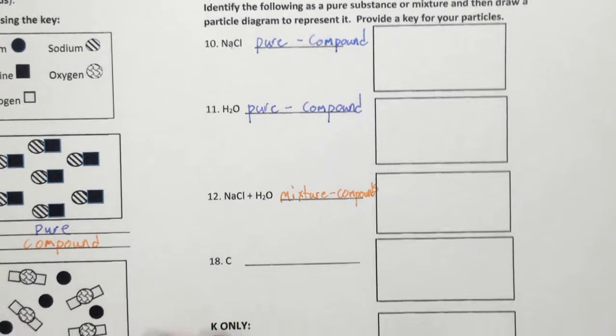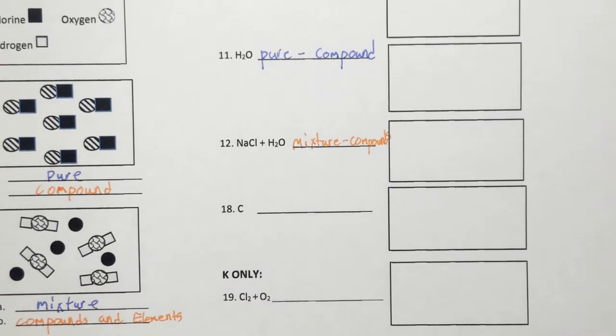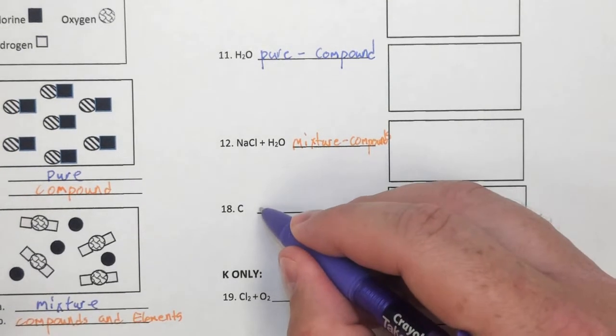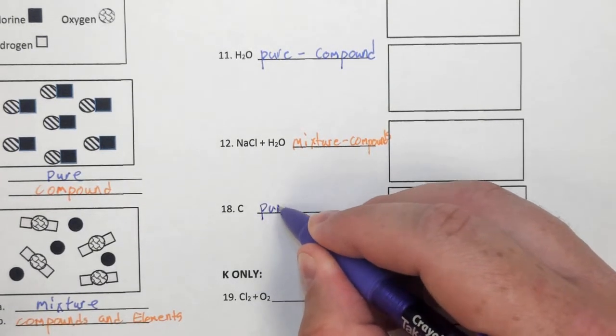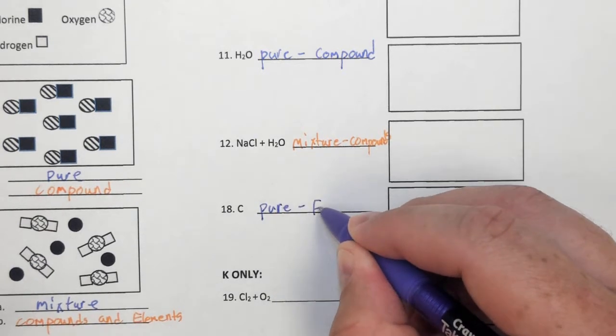C. Well, what's C? Hopefully if you have a periodic table in front of you, you find that it's the sixth element. It is carbon. And so this is pure since it's only carbon there, and this is an element.